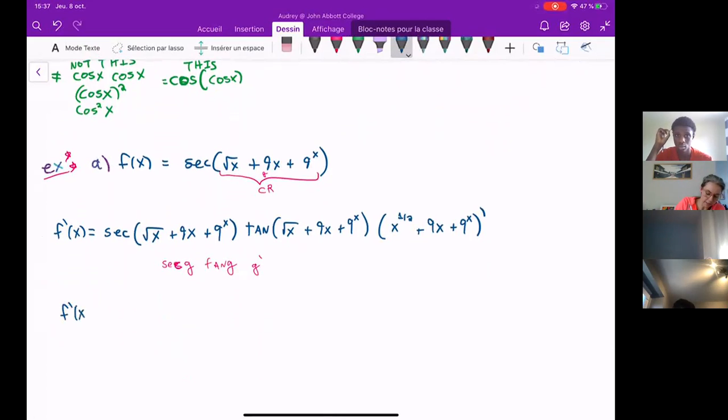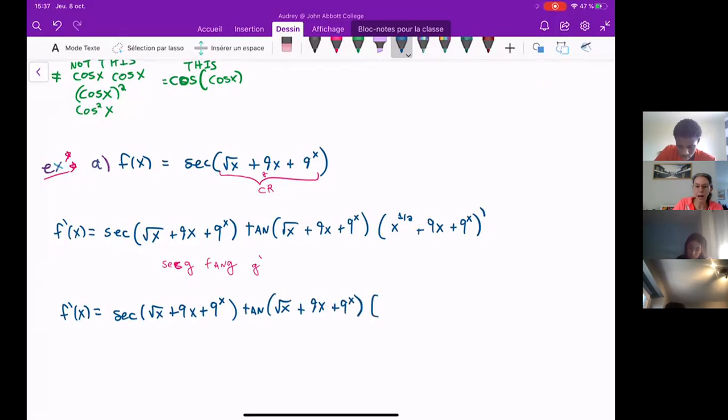So then f prime of x here is equal to secant of the square root of x plus 9x plus 9 to the x tangent of the square root of x plus 9x plus 9 to the x times, I will answer that question after I finish writing the answer. I think I understand your question. So now I'm just doing the derivative of this thing. And these are all just simple, straightforward derivatives. This is my final answer.